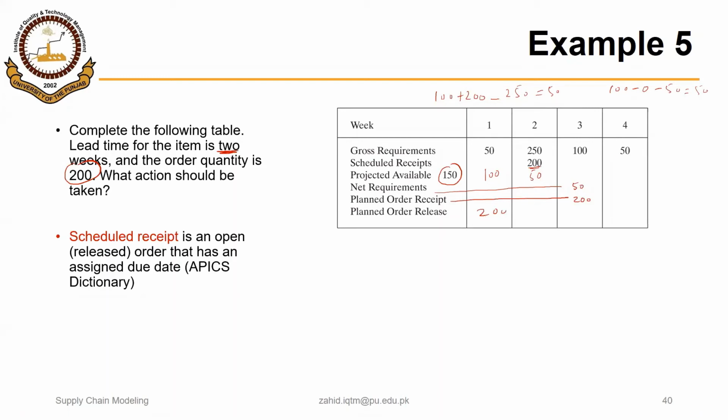So we have 50 from the previous period plus 200 from this period. That is the planned order receipt. So 200 plus 50, 250. And after meeting the requirement of this 100, we will have 150 available at the end of period 3. So 250 minus 100 is 150. So we have gross requirement of 50 in week 4. So after meeting those requirements, we will have 100 available at the end of period 4.